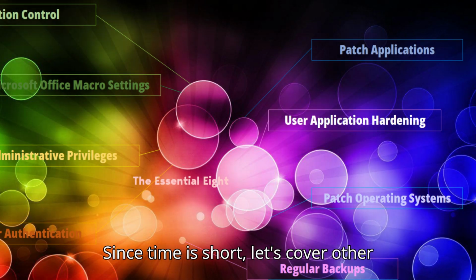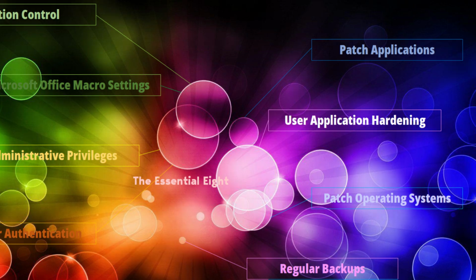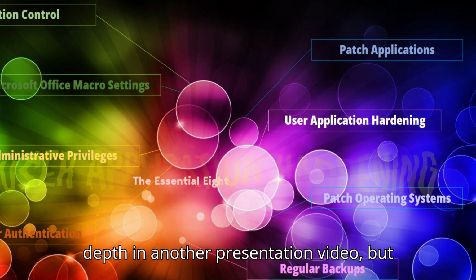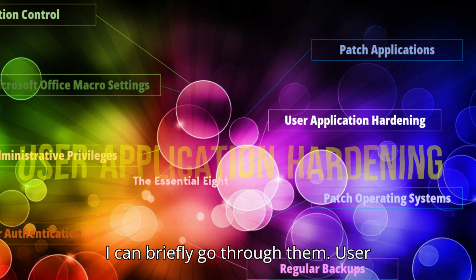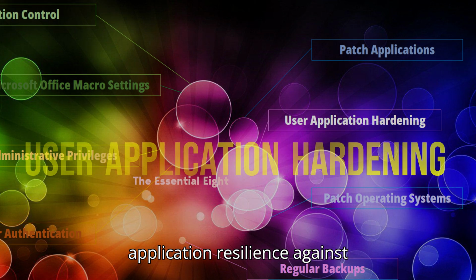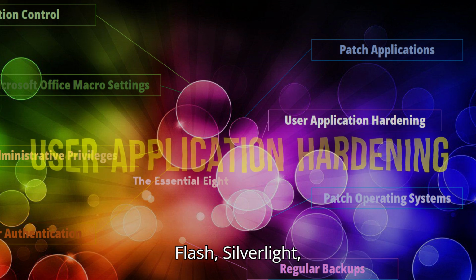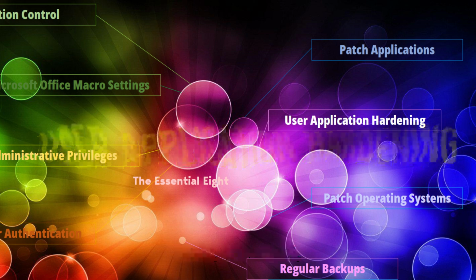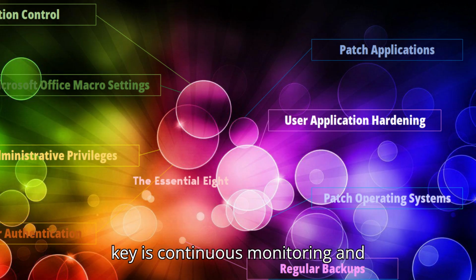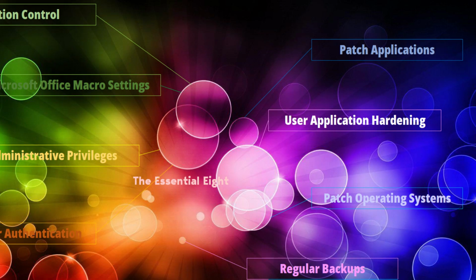Since time is short, let's cover other controls, such as user application hardening. Yes, we will discuss other controls in depth in another presentation video, but I can briefly go through them. User application hardening enhances application resilience against exploitation by disabling components like Flash, Silverlight, and Java that attackers often target. The key is continuous monitoring and adjustment of settings based on the latest threat intelligence.